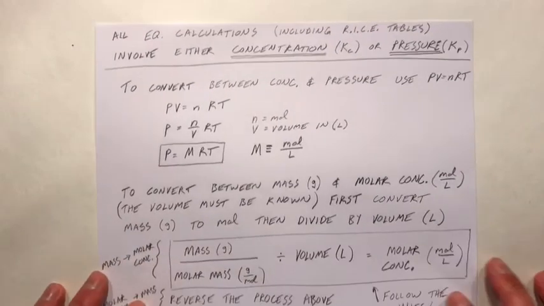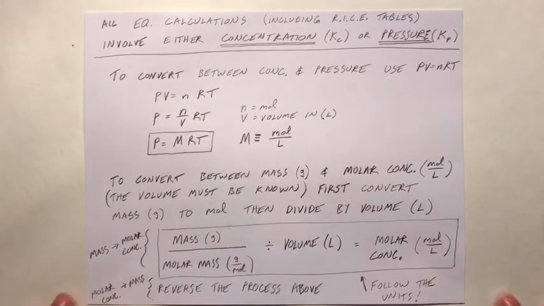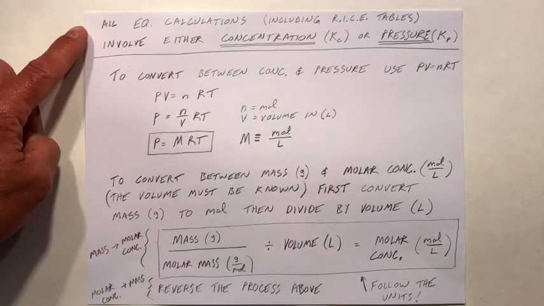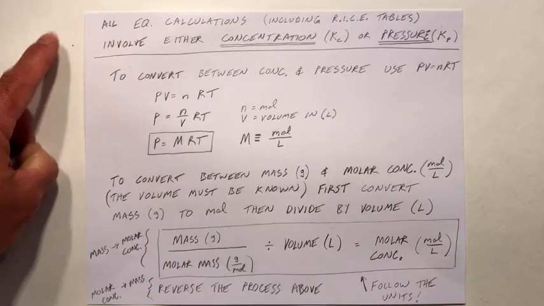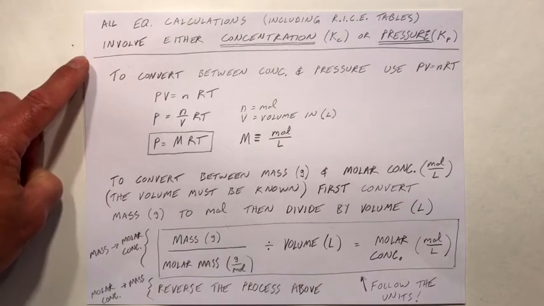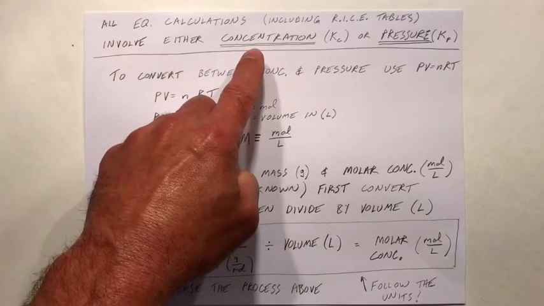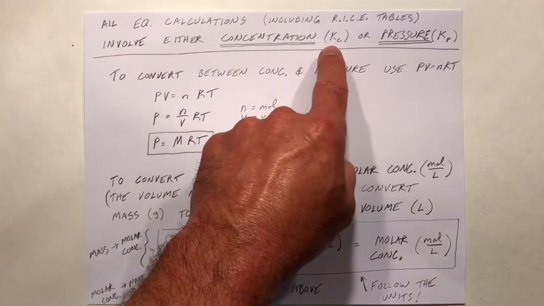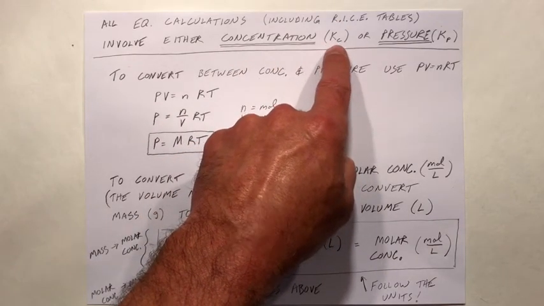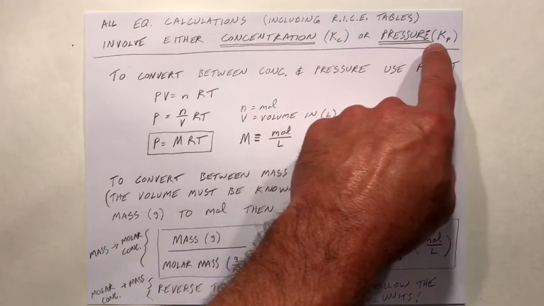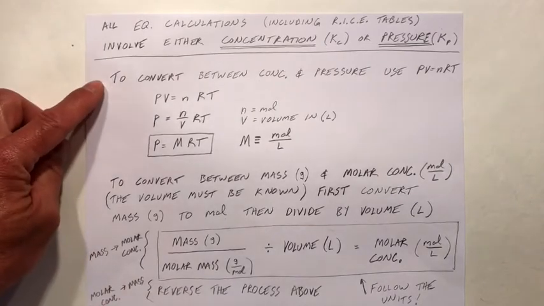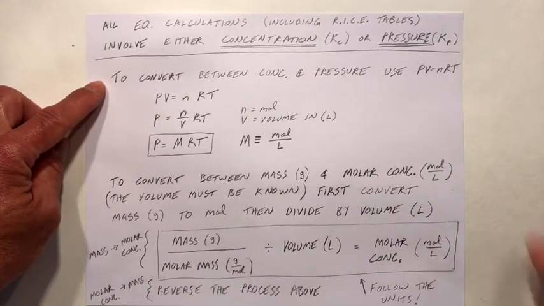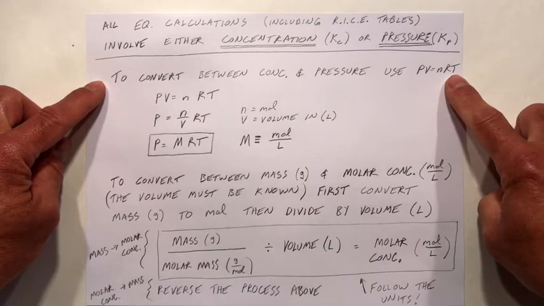Now we're going to take a look at some sample calculations, but before we do that, let's make a couple points here. First of all, all equilibrium calculations, including any equilibrium calculations with RICE tables, or you could call those ICE tables, involve either concentration, in which case we'd be dealing with the equilibrium constant Kc, or pressure, in which case the equilibrium constant would be Kp. Now, if you want to convert between molar concentration and pressure, we use the ideal gas law, and it's pretty straightforward.